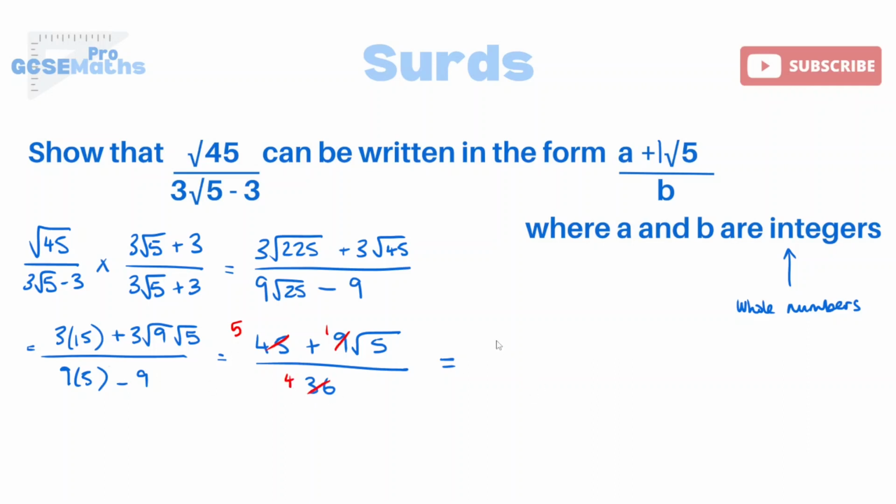So my answer is 5 plus root 5. I'm not going to write 1 root 5 because that's unnecessary. Over 4. Now you can see a is the 5 and b is the 4. They're both whole numbers. We've got the format that they want, so we're pretty much guaranteed that we've got the right answer.